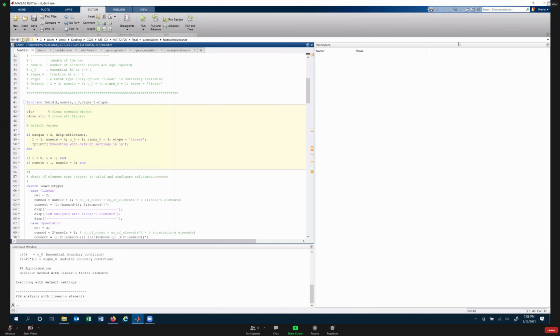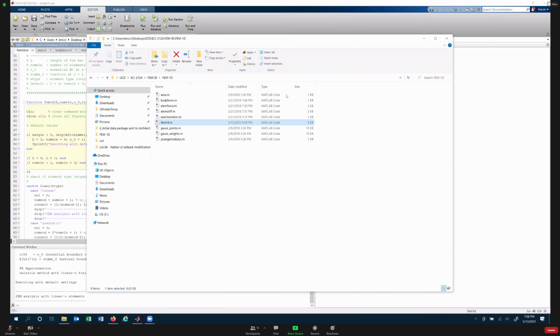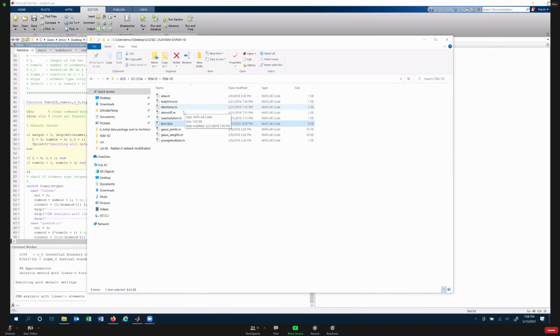So let's maybe start with this: are you able to see my screen in the Windows Explorer? Yes. Yeah, we can see it. So the way I structured my code is, like I said, I did it in functions. Each one of these is its own M file, for area, for body force, element force, that's the force being applied to it. Element stiffness, exact solution. This FEM1D is actually the primary code for doing the solution.